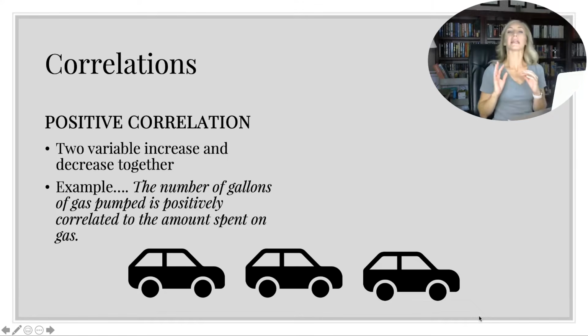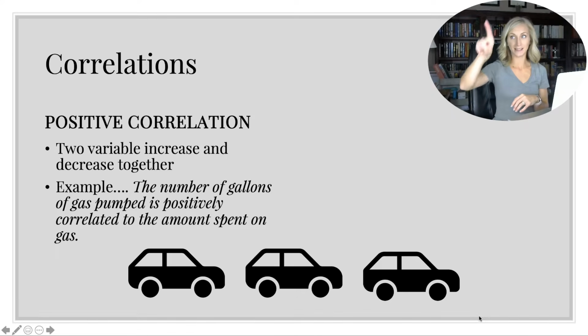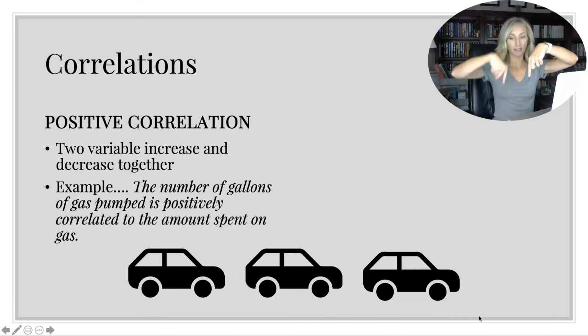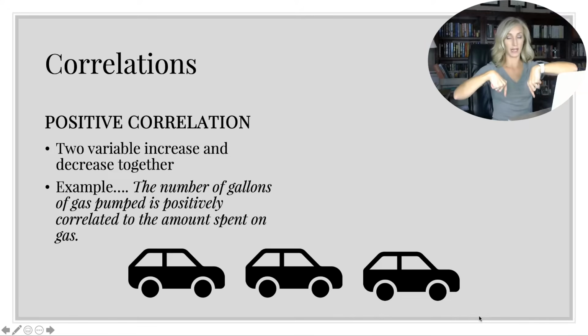An example of a positive correlation where two variables increase and decrease together is the number of gallons of gas pumped. So as gas pumped rises, it's positively correlated to the amount spent on gas. So the more gas you pump, the more you spend on gas. But you could also say the less you spend on gas, the less gas you have pumped, right? So they rise together, they fall together. That makes it a positive correlation because they go in the same direction.